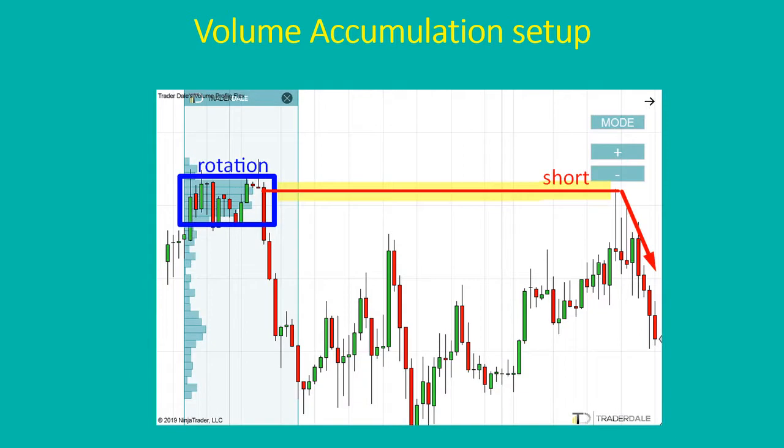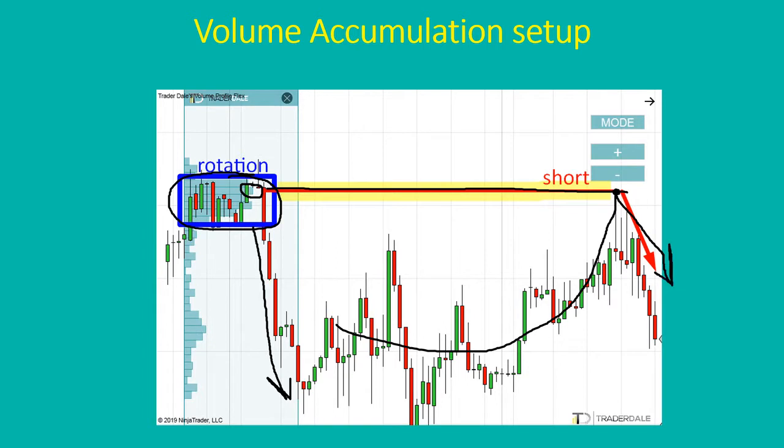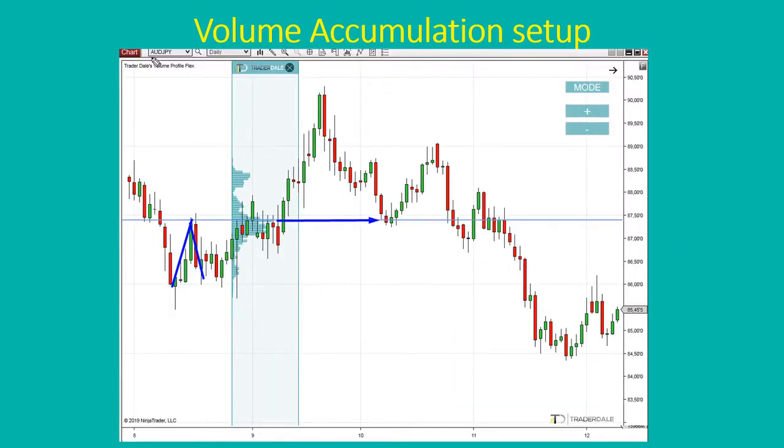Now let's have a look at some examples of swing trades using the volume accumulation setup. In this case, you can see that there was a rotation in here followed by strong selling activity right there. So you draw a line, you wait for the price to make it back to the level, and from this place where the volumes were the heaviest, you go short. Alright. Now this is the Australian dollar Japanese yen daily chart. By the way, all the charts I'm going to show you in this video will be daily charts.